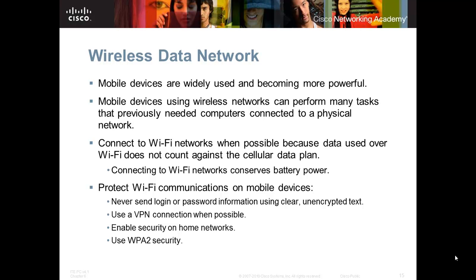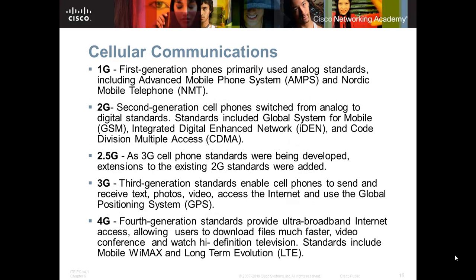Mobile devices are going to use some type of wireless data network. Most often this is going to be some type of cell phone network, or it could also be a Wi-Fi network. First we'll talk about cellular communications. You probably heard of the terms 3G and 4G. Well, it all started with 1G. This was the first generation that phones primarily used. It was mainly analog, and there wasn't a whole lot of data sent over it.